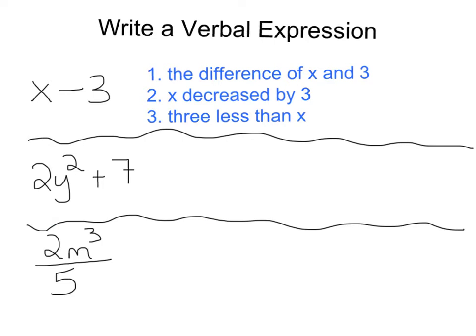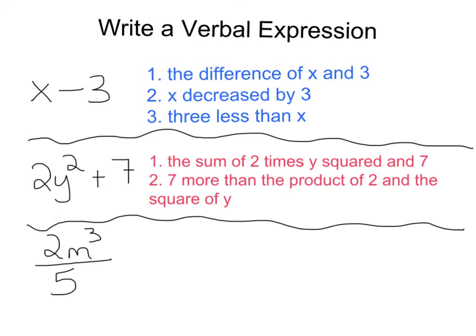The next one, we have 2, and then we're multiplying by y squared, and then plus 7. So let's see if we can figure out a few different ways to write a verbal expression. Here are 2 different examples. You could say the sum of 2 times y squared and 7, because you're adding 2 times y squared plus 7. Or you could say 7 more than the product of 2 and the square of y.